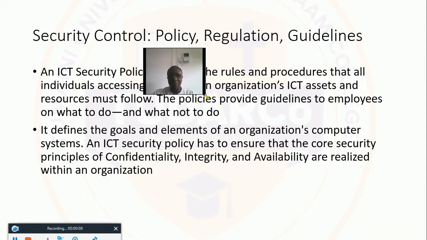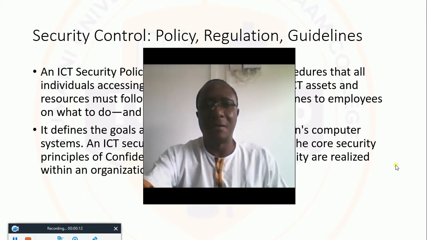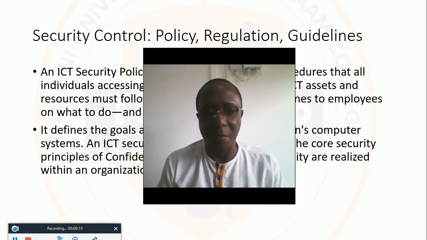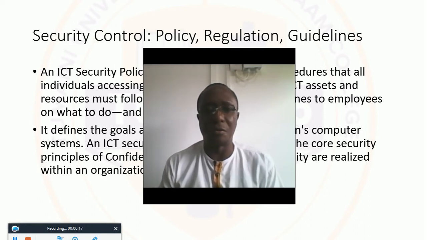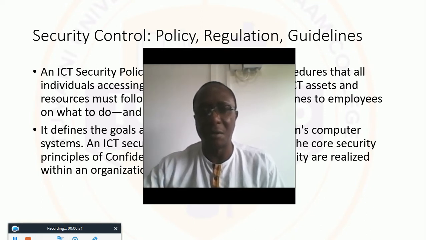Now let's continue with our study on Information Security Controls, and we continue where we stopped for a short break. Let's discuss ICT Security Policies.